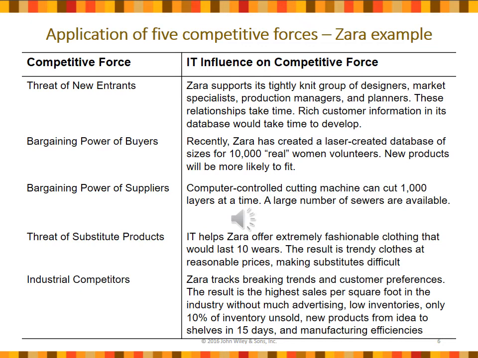So Zara uses the technology also to diversify and to produce trendy clothes, something best suited to customer needs and wants. Industrial competitors: Zara tracks breaking trends and customer preferences. The result is the highest sales per square foot in the industry without much advertising, low inventories, only 10% of inventory unsold, new products from idea to shelves in 15 days, and manufacturing efficiencies. So they try to minimize the effect of the competitive advantage of competitors by using the technology efficiently, minimizing cost, and having new designs that suit customer needs better, improving manufacturing efficiency and so on.